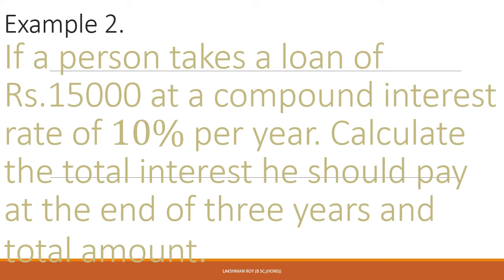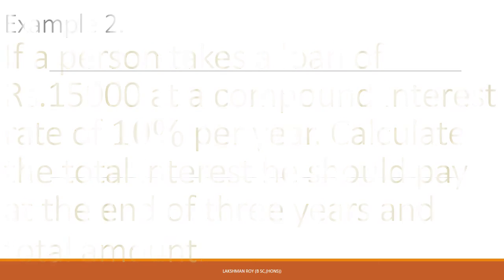Right. Now I'm going to explain another example. In this example, take a loan of 15,000 rupees at the compound interest rate of 10% per year. Two things you have to calculate. One is the total interest after 3 years, and also the total amount you have to calculate. Right. Let's see how to solve that one.